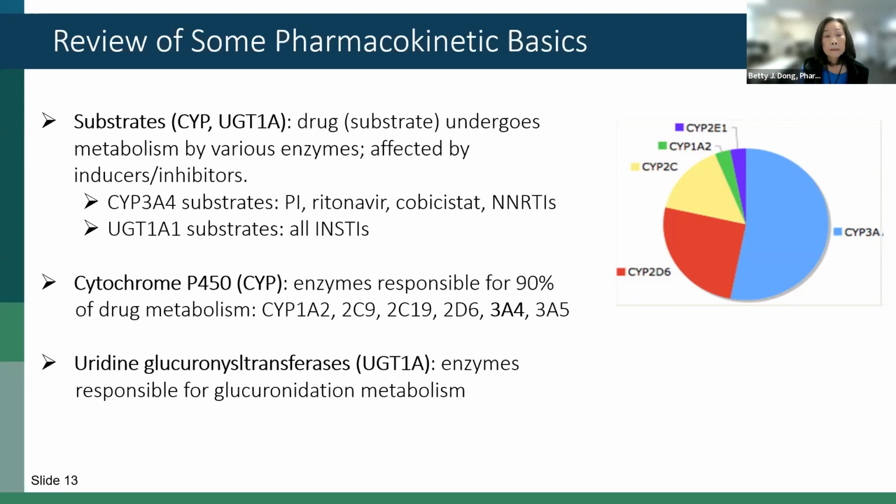The other system is the uridine glucuronosyltransferase, or the UGT1A enzyme system, that is responsible for glucuronidation and metabolism. You can see that 3A4 substrates include protease inhibitors, ritonavir, cobicistat, all the non-nucleosides, and UGT1A substrates include all the integrase inhibitors.